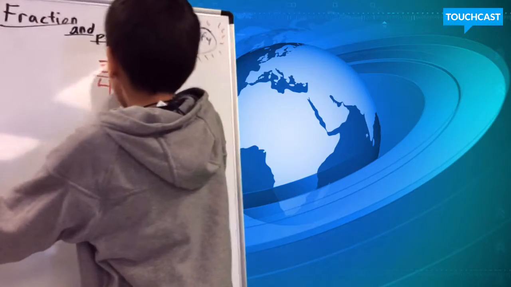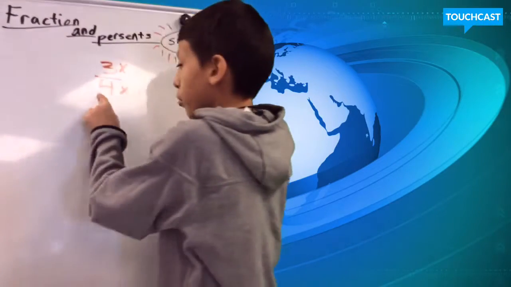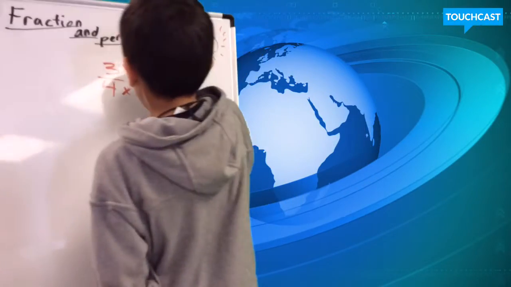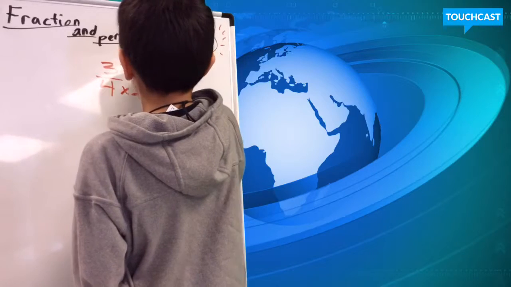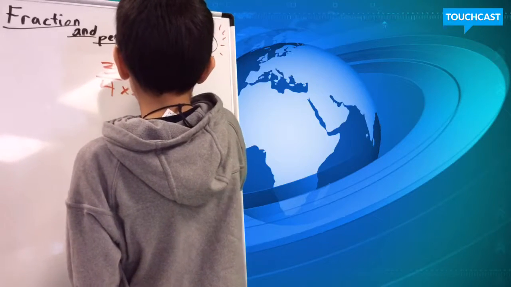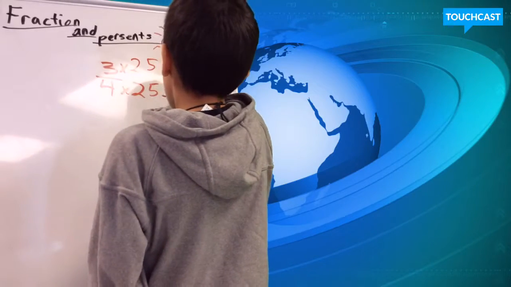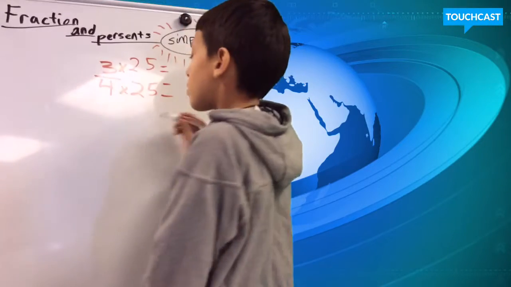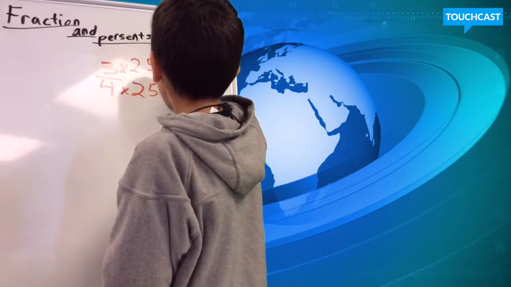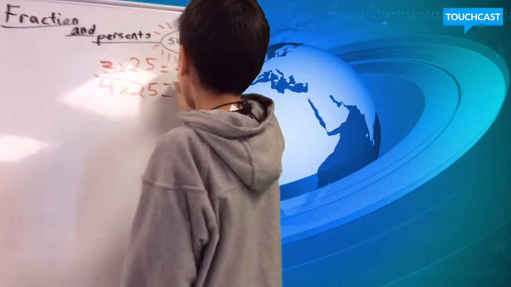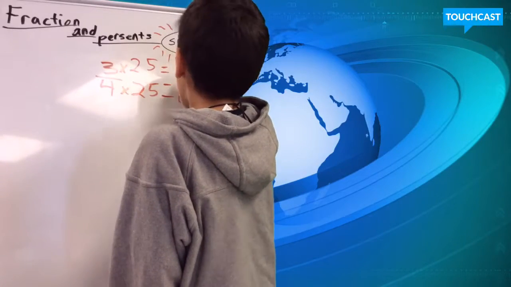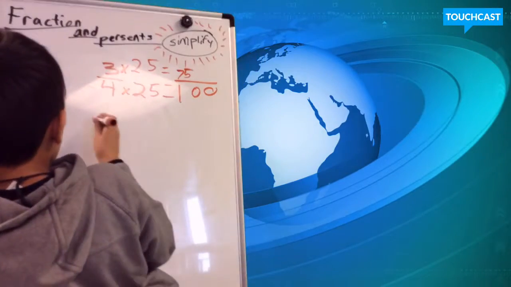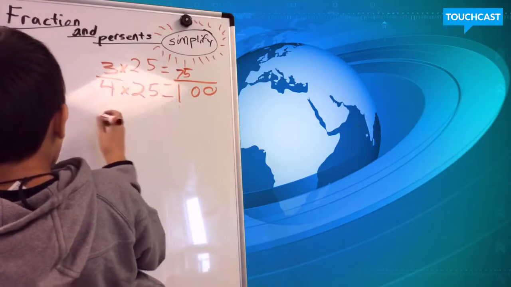So you multiply. How many times can 4 go into 100? 4 can go into 100 25 times, like earlier. So you do the same thing to the top. So your answer will be 3 times 25 equals 75. 4 times 25 equals 100. That's our answer right now. But remember, you're never finished until your answer is a percent.